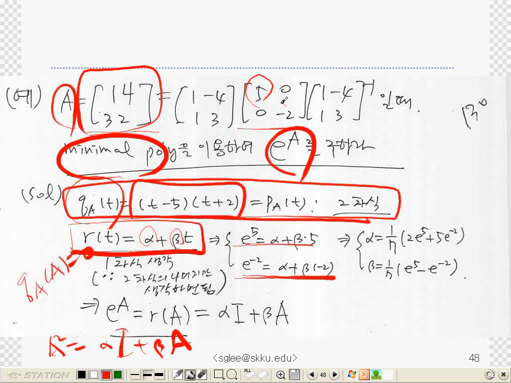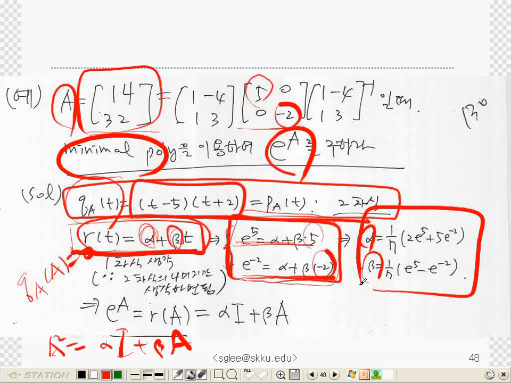We have the eigenvalues 5 and minus 2 here. Using that, since this should satisfy it, by using the properties of the minimal polynomial, we should be able to form a system of equations to find these coefficients alpha and beta. We find alpha and beta by solving the linear system of equations. Then we use alpha and beta to find e to the A.